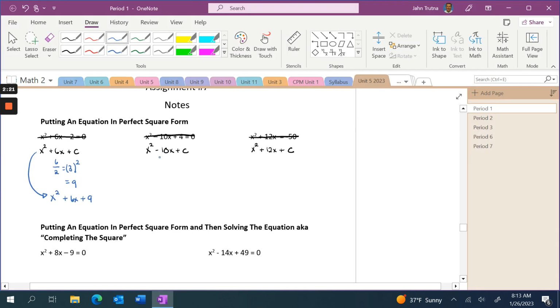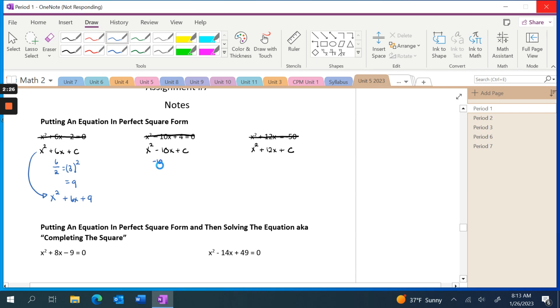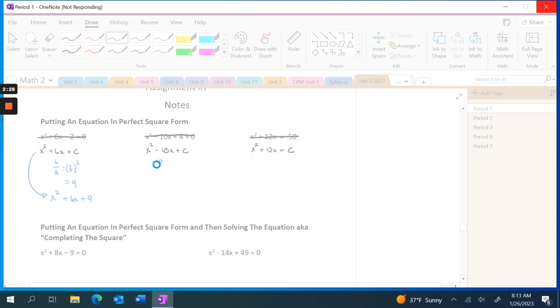Okay, moving on to the second equation, we are going to put this equation into perfect square form. So what we do is we take the number in front of the x, which is negative 10. You cut it in half. In other words, you divide it by 2.